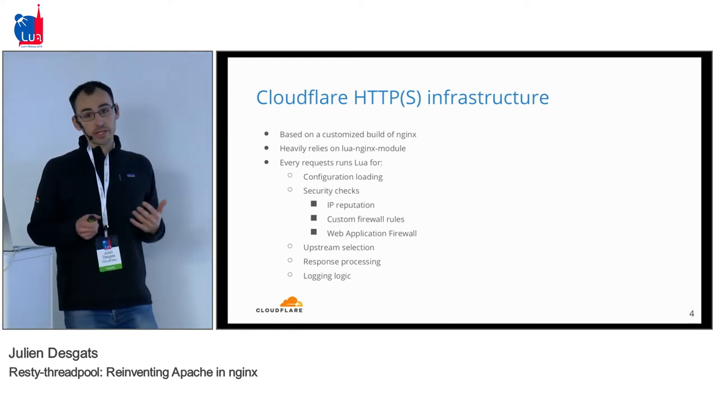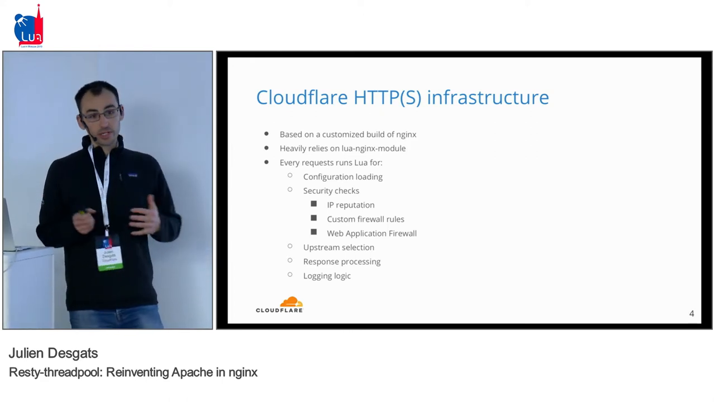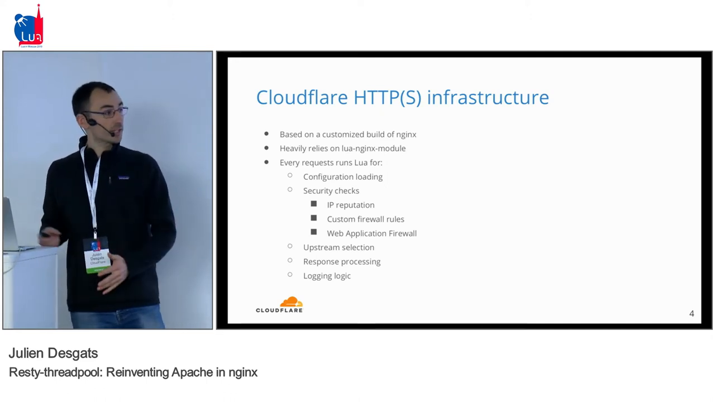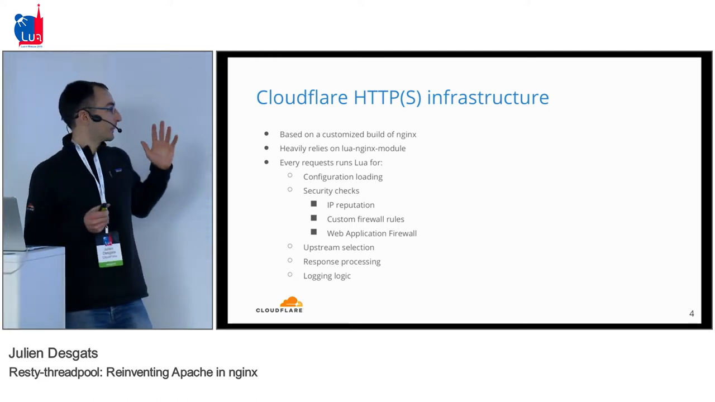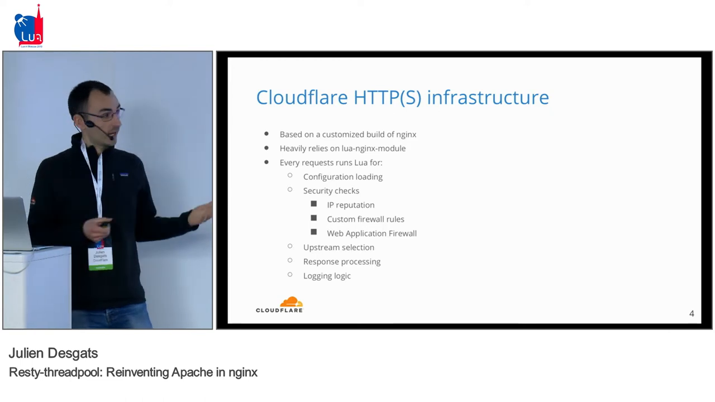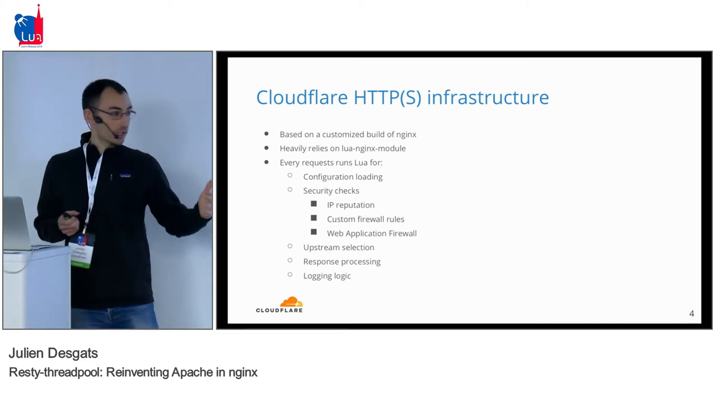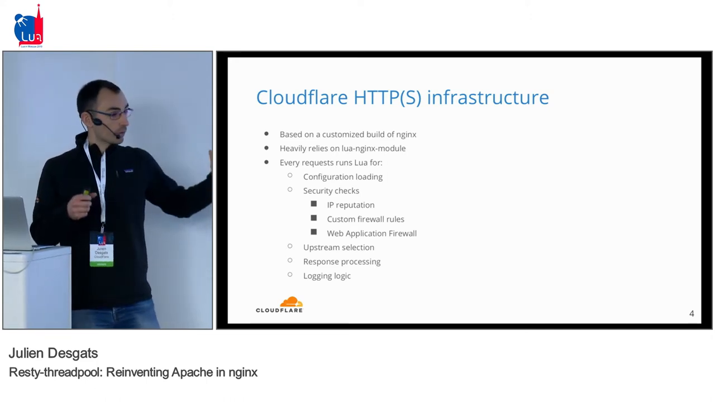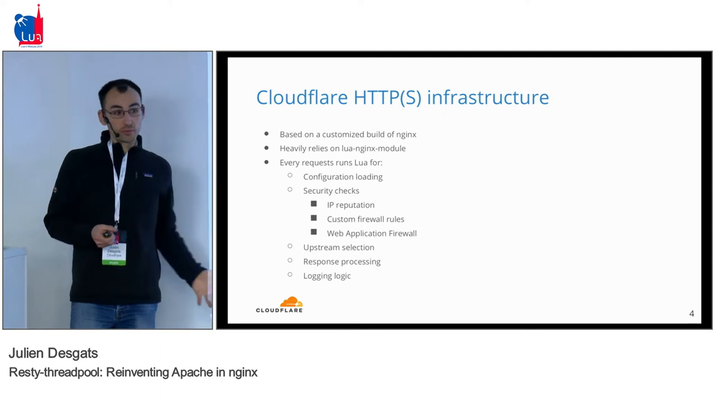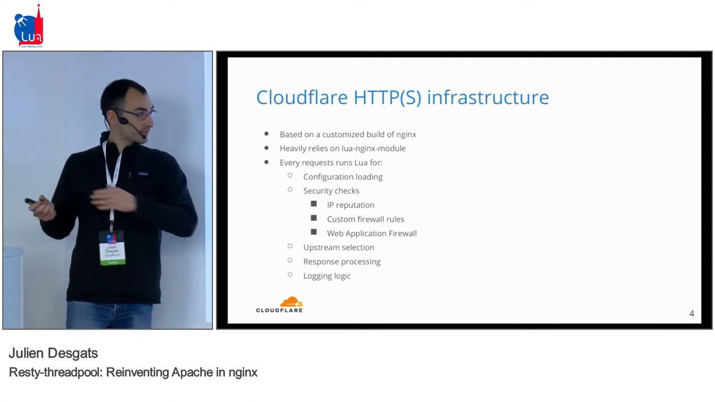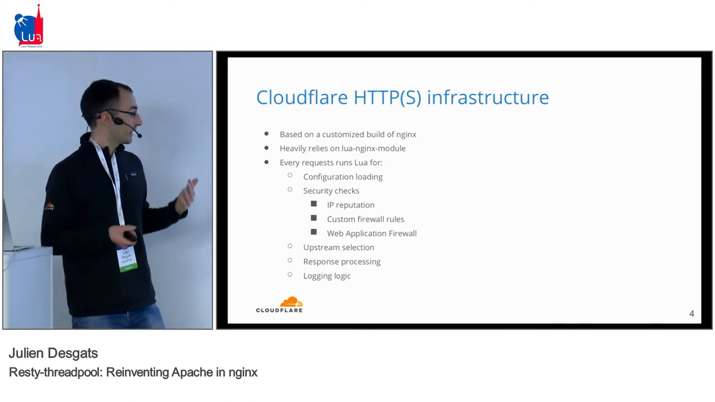We use a customized version of Nginx with the Lua Nginx module, and we use Lua for every single request that flows through our network, and there are about 10 million of them per second at peak time. So we use Lua to load the configuration for every website, and do a bunch of security checks, so it's IP reputation and IP-based firewall, and more customized and heavy kinds of firewalling. We also use Lua to find the right server to proxy the request to, and to log all the information that we have about the request for analytics purposes and that kind of stuff.